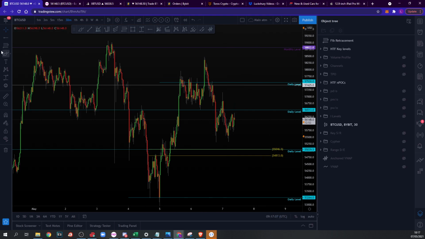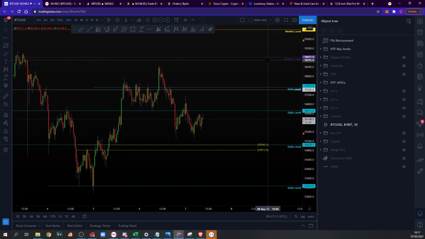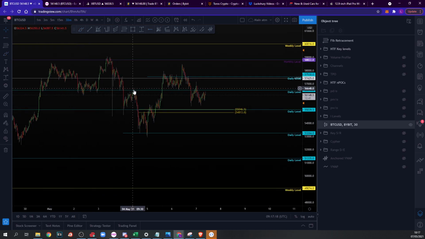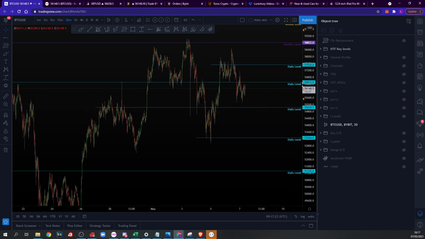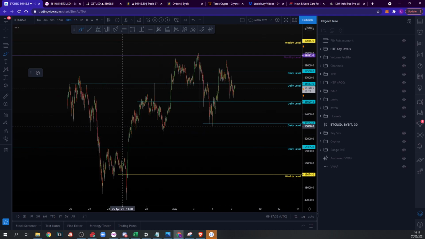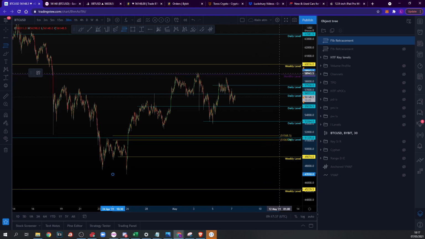But those are the levels to the upside. We have this area here, literally just formed last night, as well as the weekly and monthly, of course, to be aware of. To the downside, just to be prepared, because you have to be prepared for every scenario, we've got 55k, really nice support. We also have this daily here, 53.